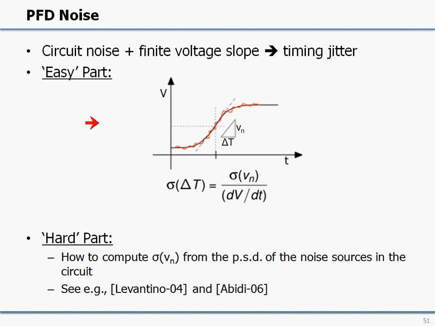As I put it here, this is really the easy part. The hard part, or part of the hard part, is to figure out, when you have the circuit noise sources inside the circuit, how much RMS noise that will result in at the output of the signal, or inside the circuit. I point you here to two papers that can get you started with this type of analysis. The other thing to note here is that obviously what we want to do is to make the slope of the signal as high as possible, so that if we can keep the voltage noise constant and increase the slope of the signal, then we will get less timing jitter.